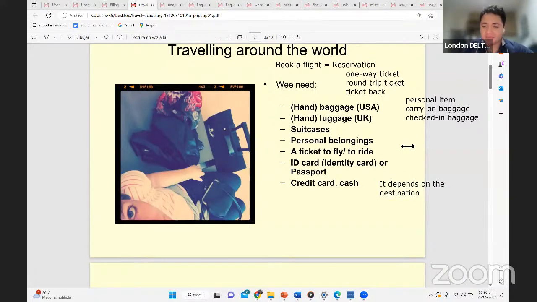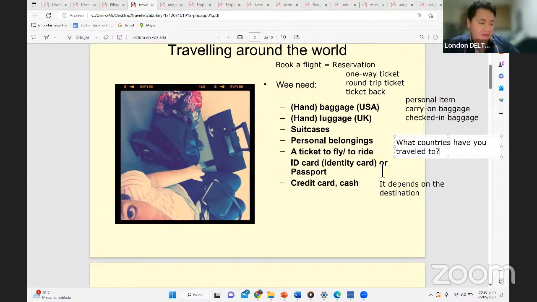Yeah, I asked, what countries have you traveled to or been to? What countries have you traveled to? Nos pueden decir a qué países han viajado and how your experience has been with the suitcases. Normalmente, ¿cuántas maletas viajan en esos, like larger destinations when you go to other countries? Like, I mean, not larger, but like a longer distance.